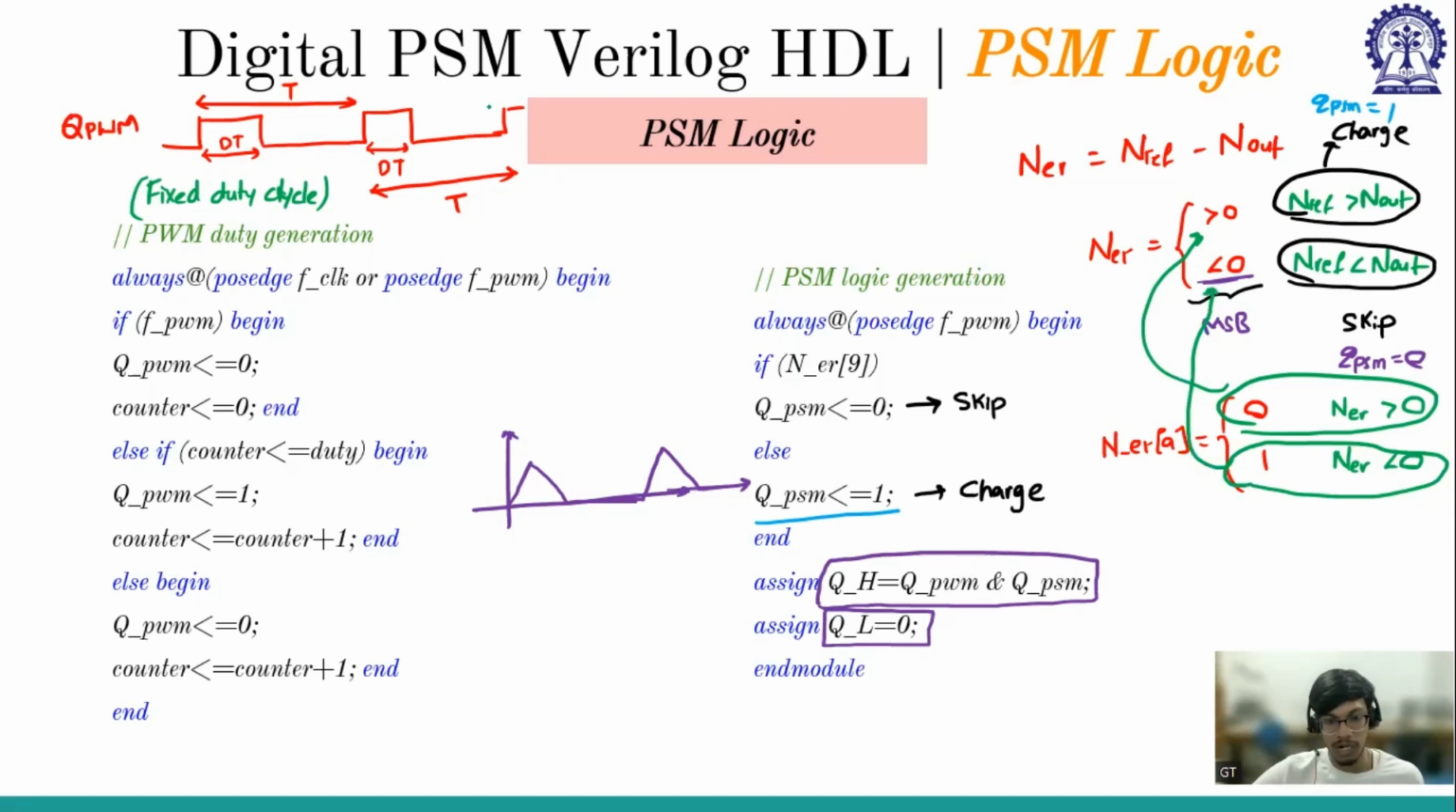And one student has asked, is PSM in DCM mode? Yes, it is in DCM mode. So this is DCM mode, and this is for light load condition. This is a simple logic, and there is no DPWM because we are not even using QL. It is always 0. There is no question of QH and QL becoming 1 at a time, so there is no dead time requirement.